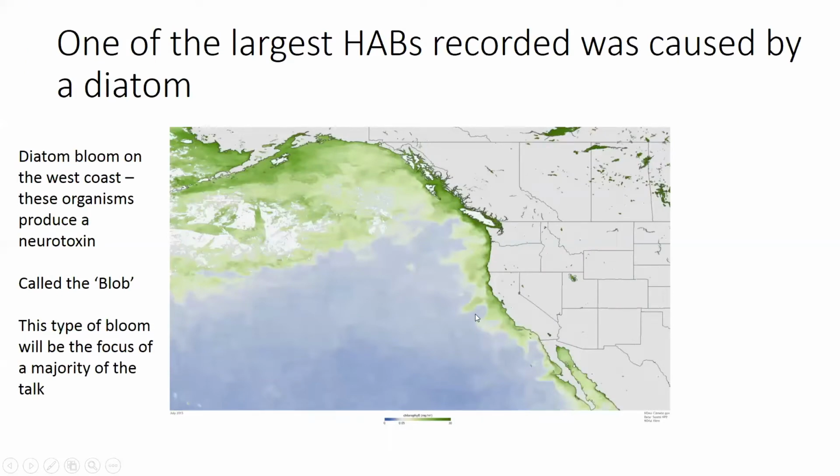One of the largest HABs ever recorded was caused by a diatom. Actually, the diatom that we're going to be talking about in the first part of the talk. This diatom bloom occurred on the west coast of the United States. So here's Alaska, moving down the coast here into California. And this organism produces a neurotoxin, which we'll discuss in great detail as we progress through the talk. They called this the blob, and we will be discussing it at great length.